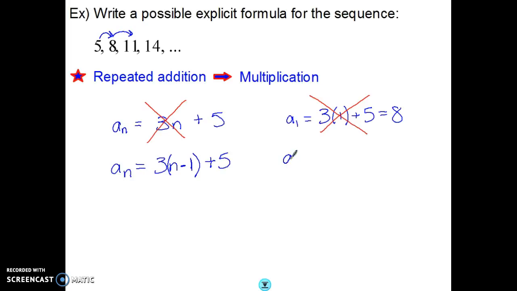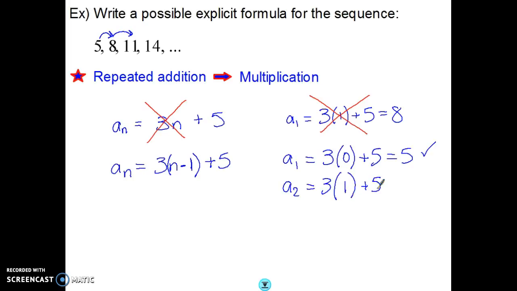So let's test this one out. A sub 1 now will give me 3 times 1 minus 1 is 0 plus 5. That gives us 5. So that one works. A sub 2 gives us 3 times 2 minus 1 is 1 plus 5. Well, 3 times 1 is 3, plus 5 is 8. That one works. And if you kept going, that would keep working out, and the rest of the terms would also work.